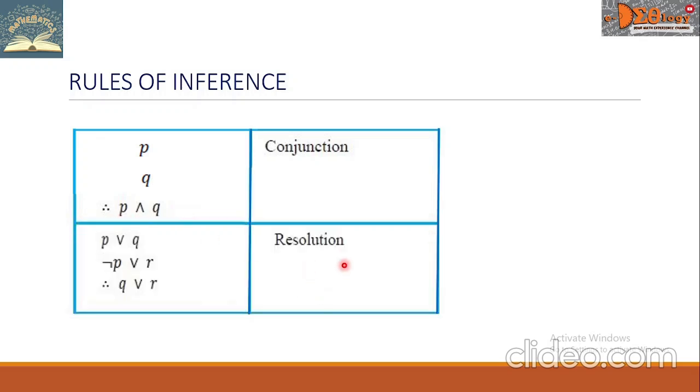Then the resolution. We have here two premises followed by conclusion. First premise, P or Q. Second premise, not P or R. Conclusion, Q or R.